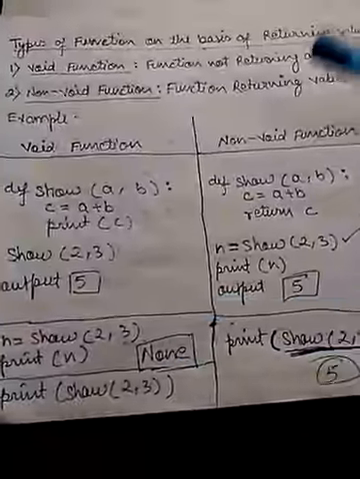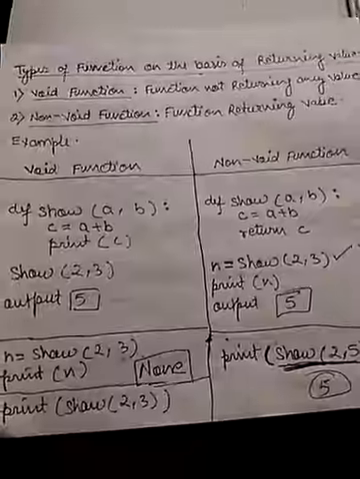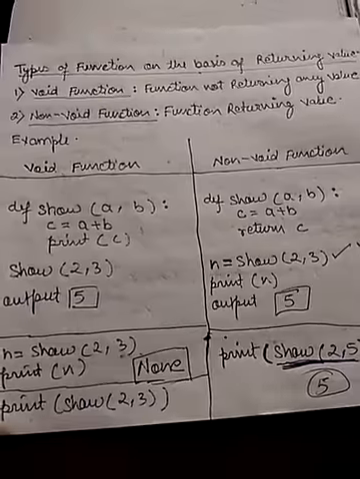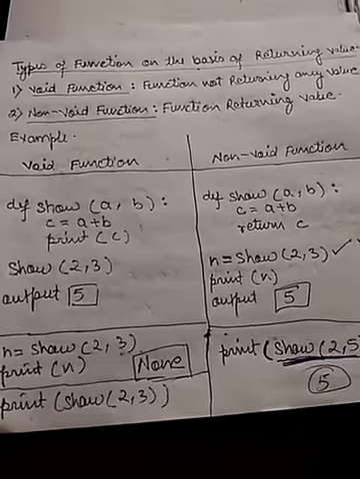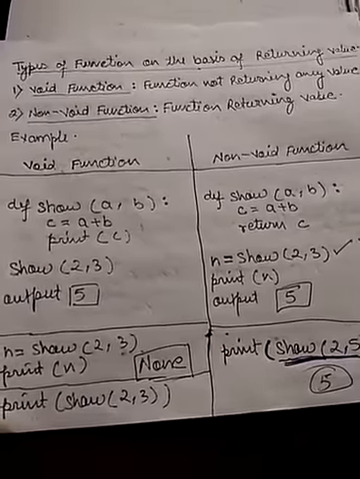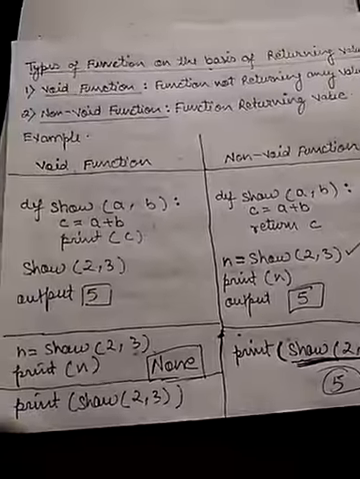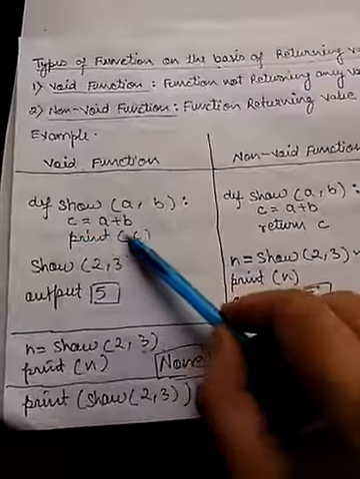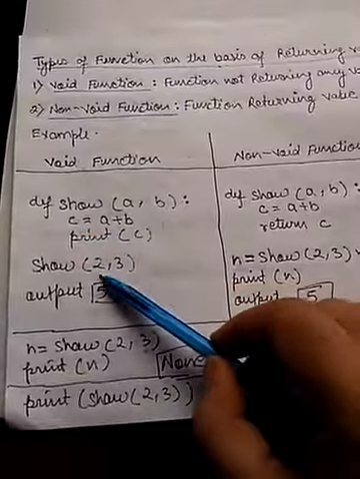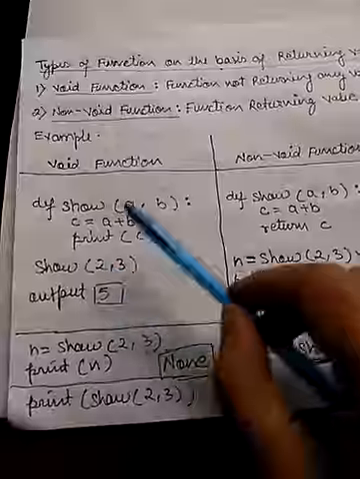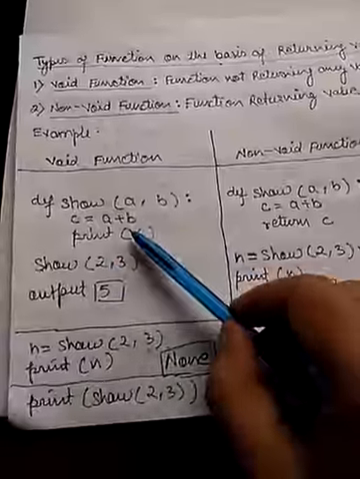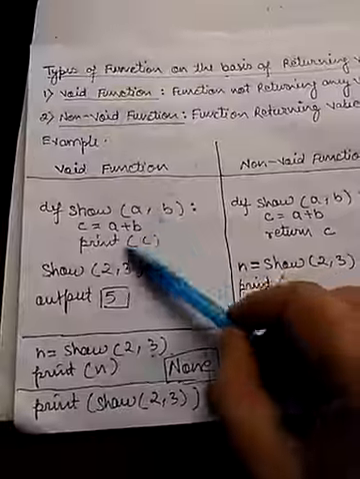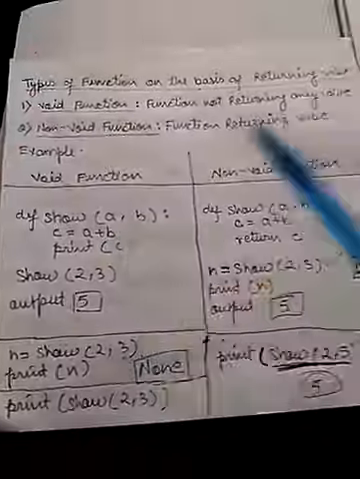So on the basis of returning of value, functions can be defined in two ways. One is void function, another is non-void function. Void function is that function which does not return any value. Here show is the function which is not returning any value. After the calling of the function, values will be assigned in a and b. It will display the value of 2 plus 3, 5. This function is not returning any value.